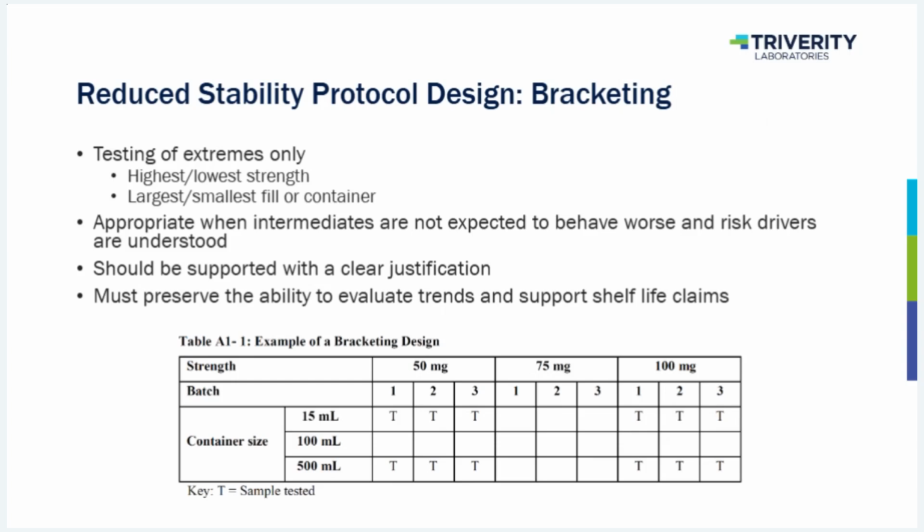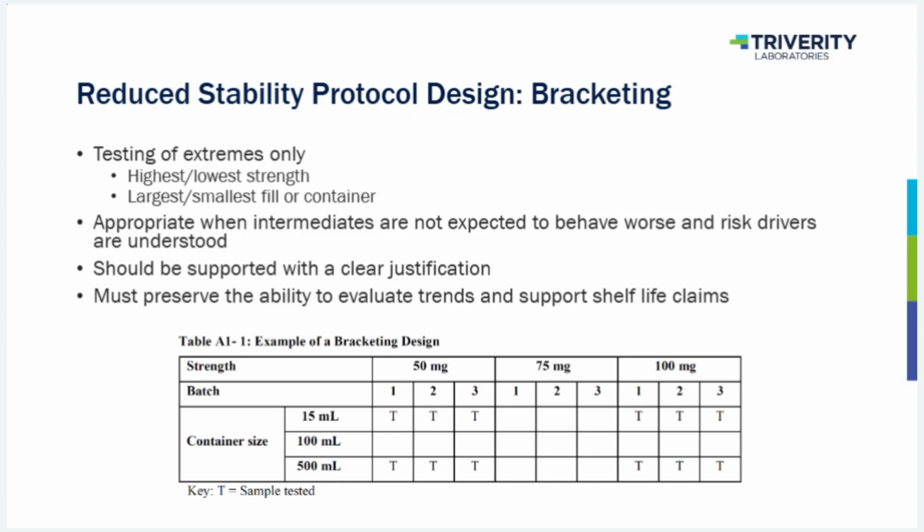You are able to do reduced testing. We talked above about how you need to represent every strength on stability. It's possible to bracket or matrix your stability design so that you don't have to test every single strength in every single container. So bracketing is when you're testing the extremes only. So you're testing the highest and lowest strength or the largest and smallest fill container.